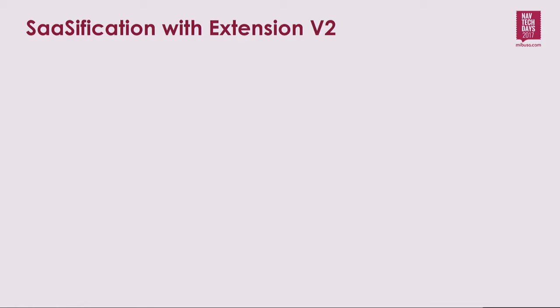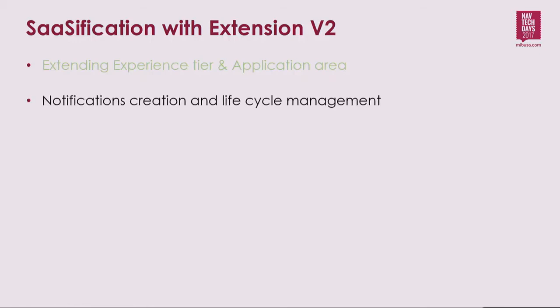So earlier in our example, we showed how to lay down the foundation, the groundwork for an extension to use an application area. Now we're going to build on top of that example and improve it by adding some other SaaSification elements. We're going to see how to add a notification and handle the life cycle of the notification, and we're going to see how an extension can promote itself and improve the user experience by using the video and assisted setup pages.